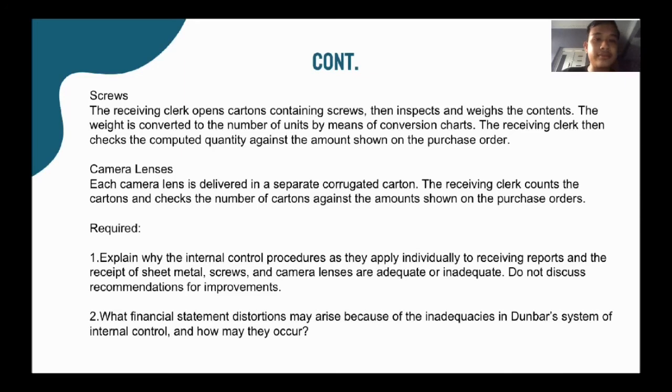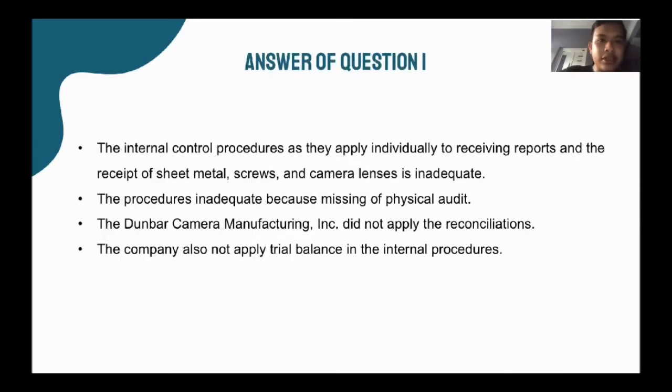The answer for question 1 is that the internal control procedures, as they apply individually to receiving reports and the receipt of sheet metal, screws, and camera lenses, are inadequate. Second, the procedure is inadequate because of missing physical audit. Third, the Duba camera manufacturer did not apply reconciliation. And the last one is that the company also does not apply a trial balance in the internal procedure.